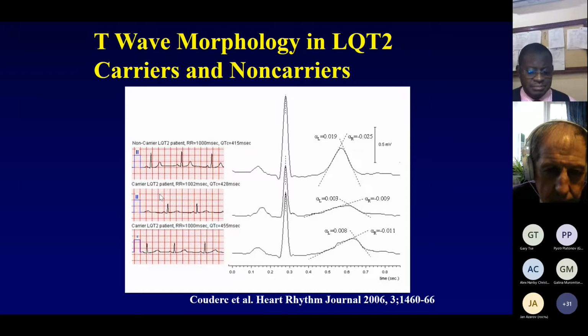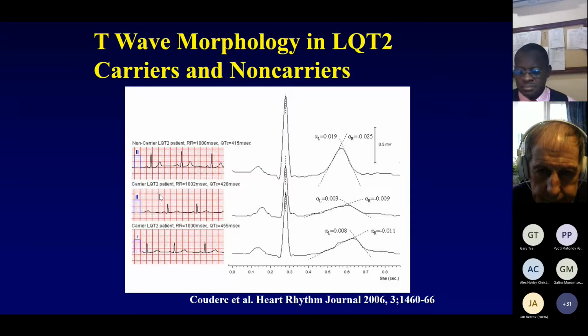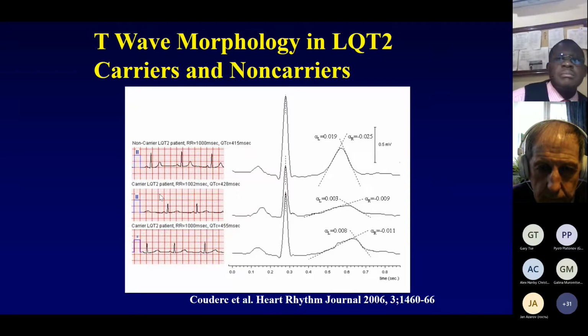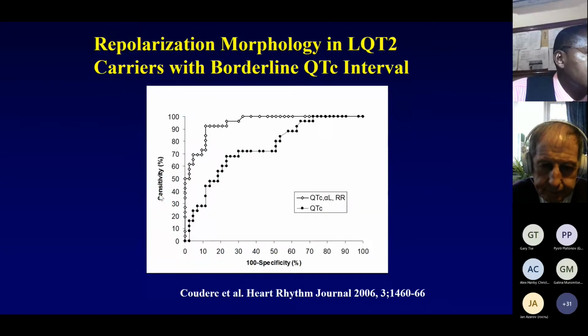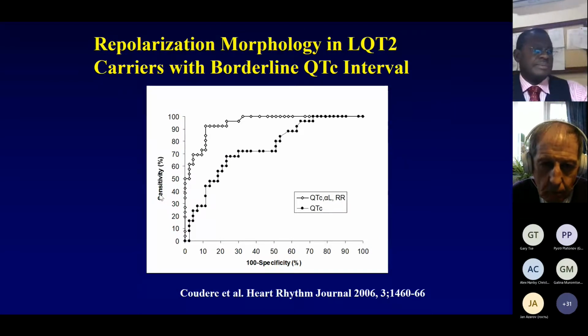So he developed a number of methods and programs to quantify morphological changes. And you have an example here of LQT2 changes. He put together a paper published in 2006 and looked at various slopes and also area under the curve. And this particular matrix is truly helpful in differentiating patients with versus without long QT.